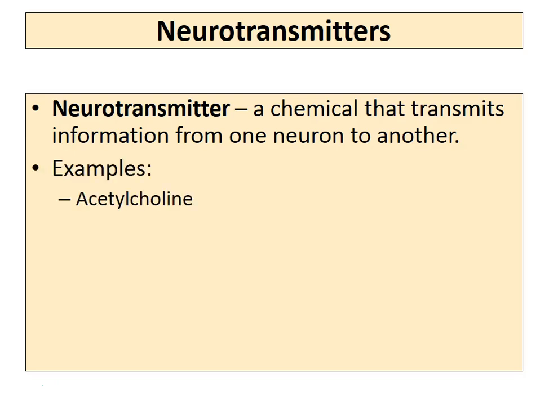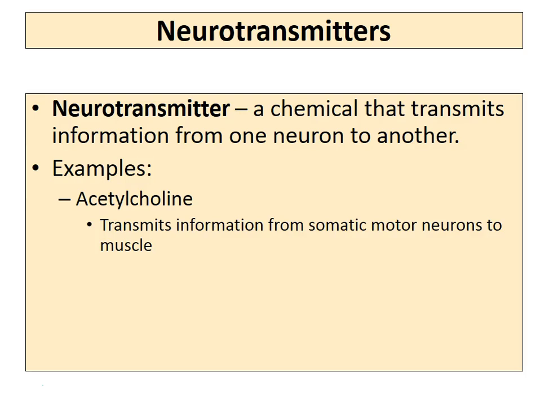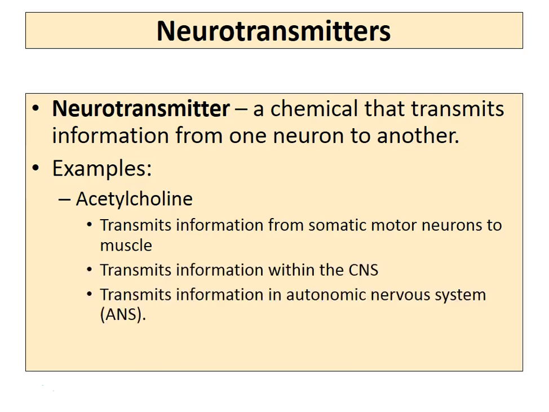And we talked about acetylcholine, which transmits information from a somatic motor neuron to a muscle cell. And acetylcholine also transmits information within the central nervous system and in the autonomic nervous system. And we'll be taking a look at that in upcoming lectures. And then there are many other neurotransmitters that we will be talking about in this lecture.